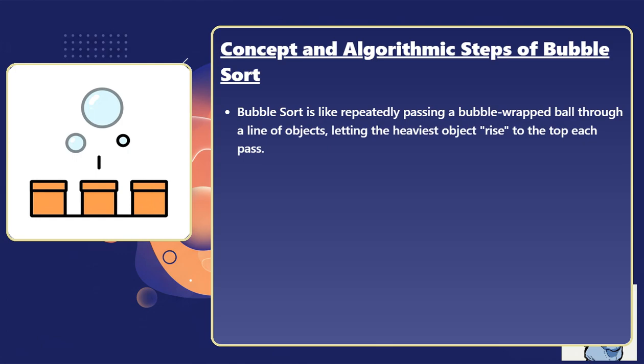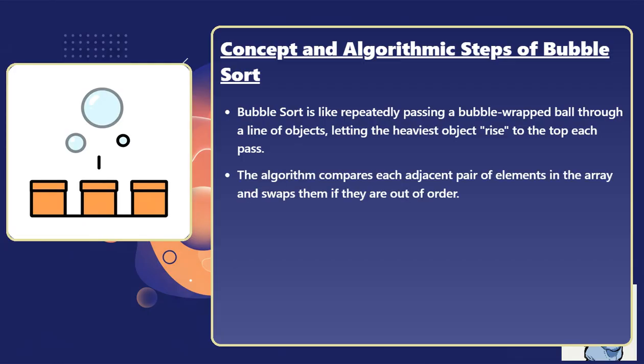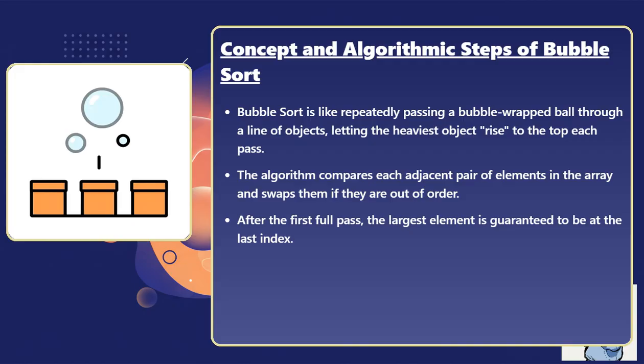Bubble sort is like repeatedly passing a bubble-wrapped ball through a line of objects, letting the heaviest object rise to the top each pass. The algorithm compares each adjacent pair of elements in the array and swaps them if they are out of order. After the first full pass, the largest element is guaranteed to be at the last index. The process is then repeated for the remaining unsorted prefix.